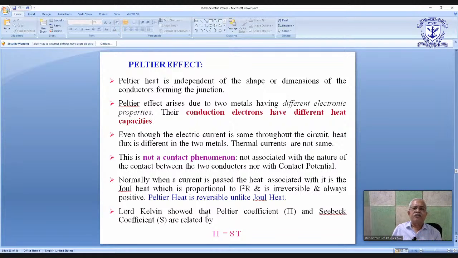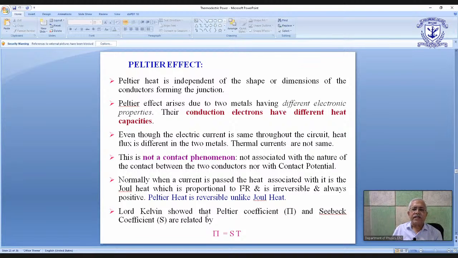The Peltier effect arises due to two metals having different electronic properties, which means that the conduction electrons have different heat capacities in the different materials. Now this suggests that one has to look at the theory on heat capacities of electrons, and so different materials can have different electronic heat capacities.